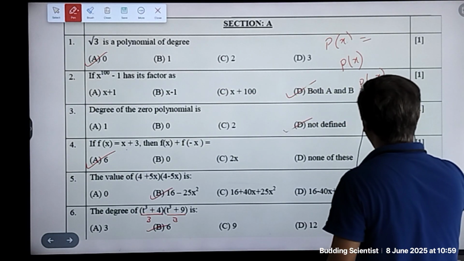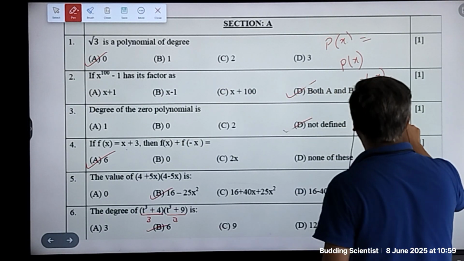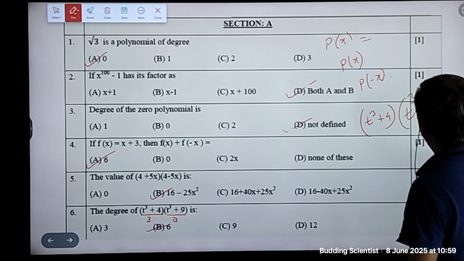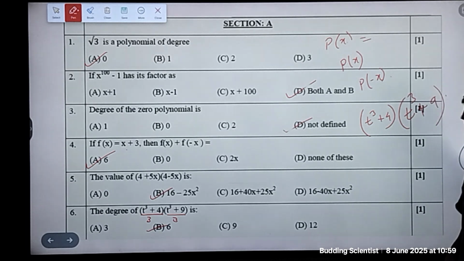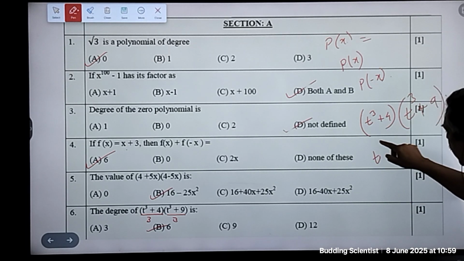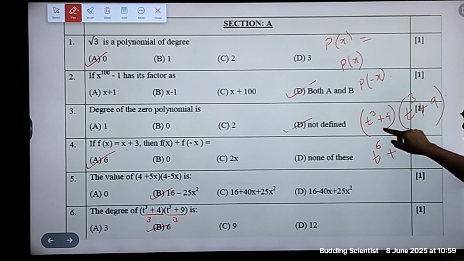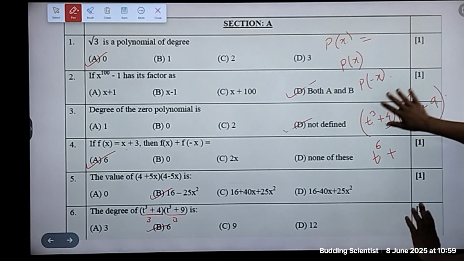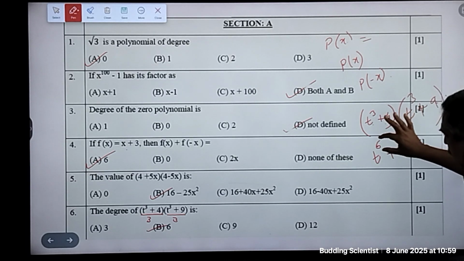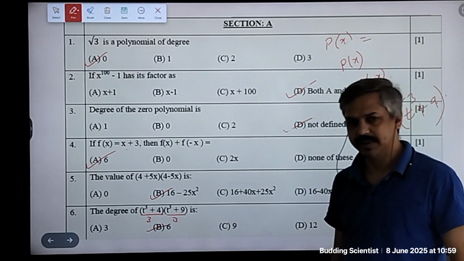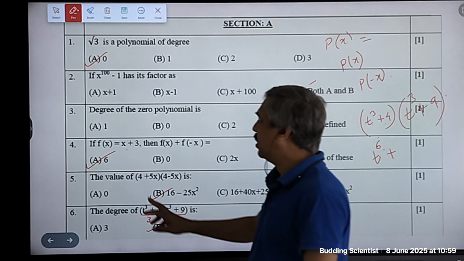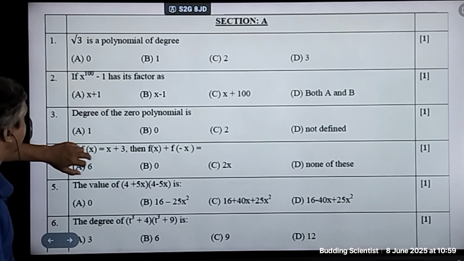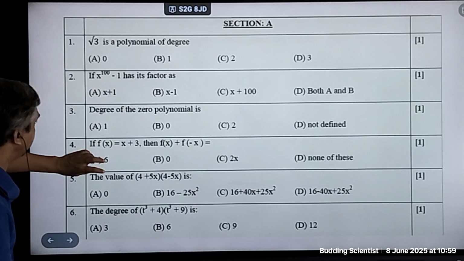t cube plus 4 multiplied by t cube plus 9. So the answer is t cube into t cube will be t raised to 6, plus there will be 9 t cube plus 4 t cube plus 36. We are not interested in the rest. The highest power is 6, the degree is 6. We're done with the MCQs. We will now check the next problem.